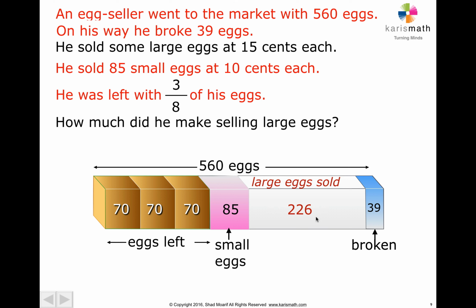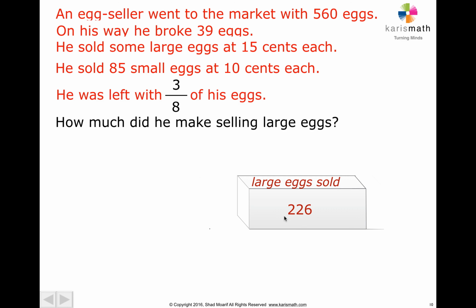So notice we've covered all of this and it's explaining nicely. 210 eggs left, 85 small eggs, and broken 39 eggs, and large eggs sold. We managed to identify how many large eggs were sold. Why? Because they're asking how much did he make selling large eggs? Oh, we know that. Let's get rid of all the clutter on each side. He sold large eggs at 15 cents each. So let's just focus on the large eggs and get rid of the rest. We needed them to get all this information.